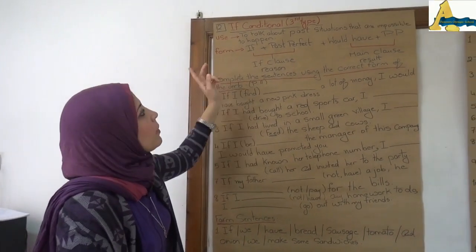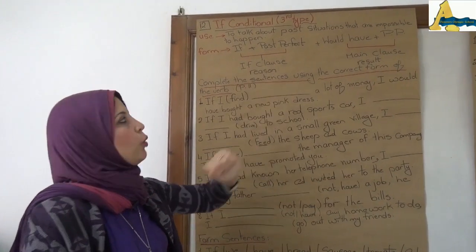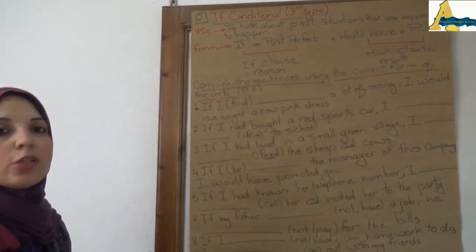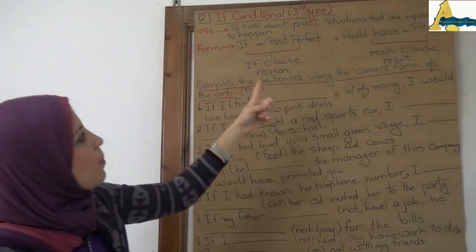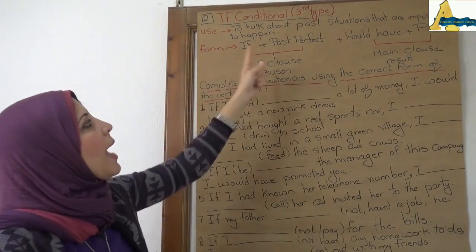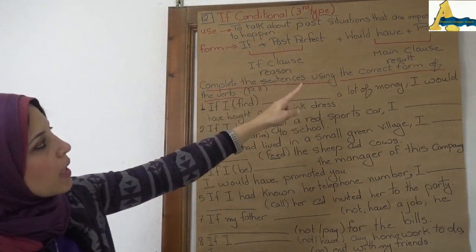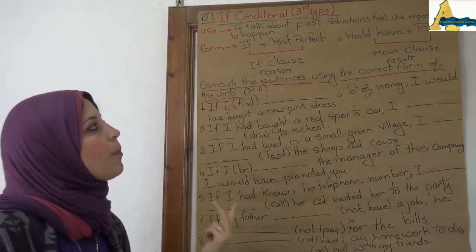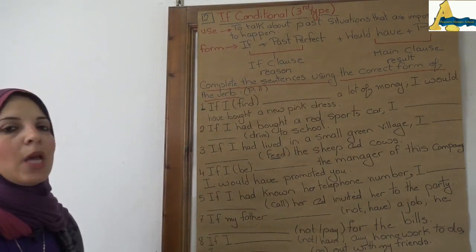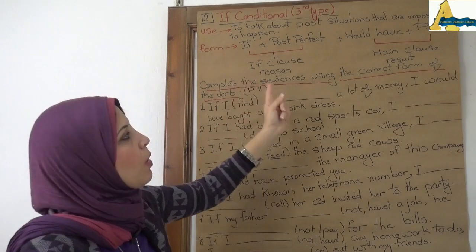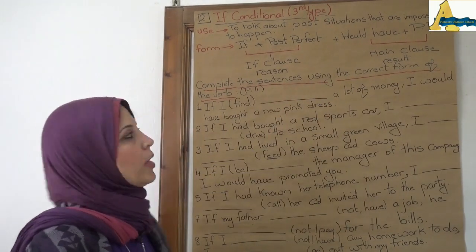But what about the form? It consists of two clauses: if clause and main clause. If clause consists of "if" plus the past perfect form of the verb, had plus the past participle of the verb. What about the second part? Would have plus the past participle. I told you before that the if clause is usually a reason, however the main clause is a result.